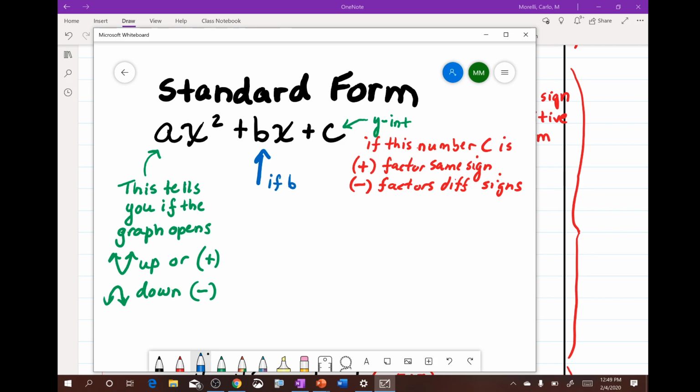If B is positive and C is positive, both factors are positive. Factors, not solutions. Factors, not the x-intercepts. Factors, not the roots. Factors, not the zeros. Okay?